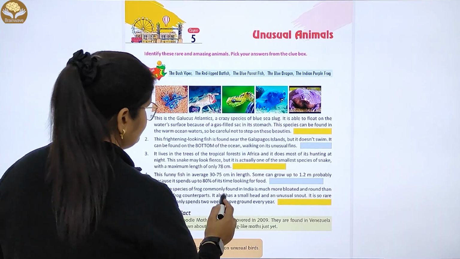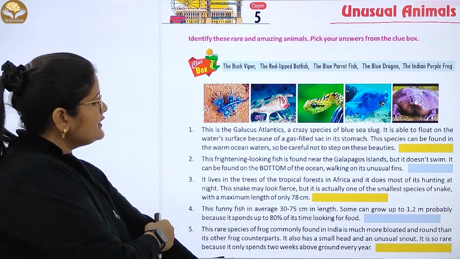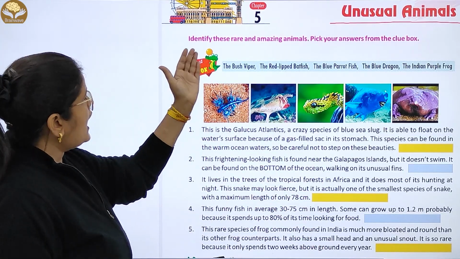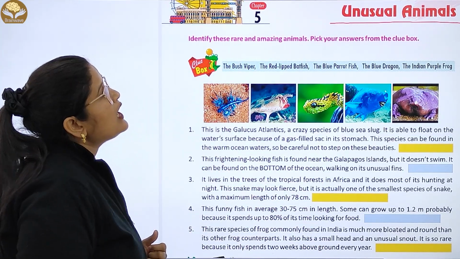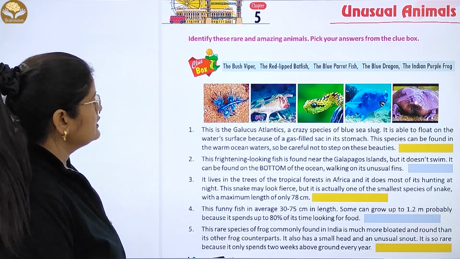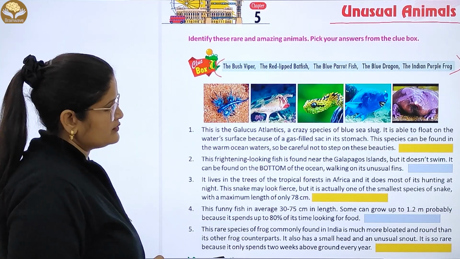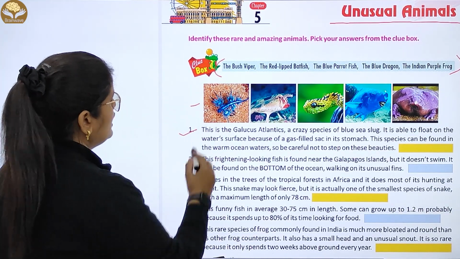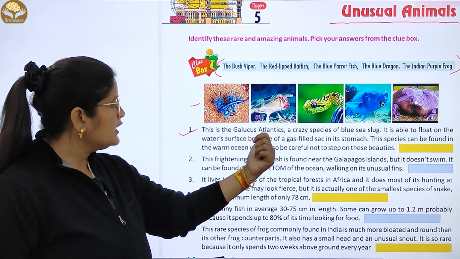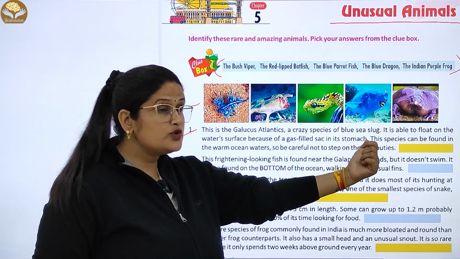Chapter number 5. Unusual animals. Identify these rare and amazing animals. Pick your answer from the clue box. Here is the clue box. Now choose the correct one. Number 1. This picture, this is the Glaucus atlanticus, a crazy species of blue sea slug.